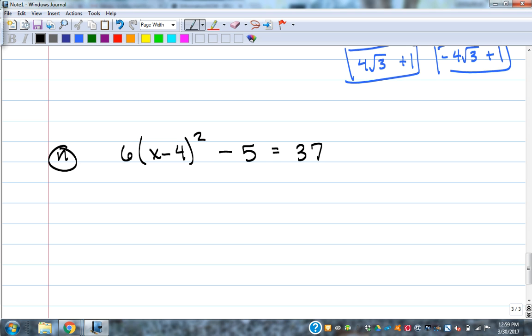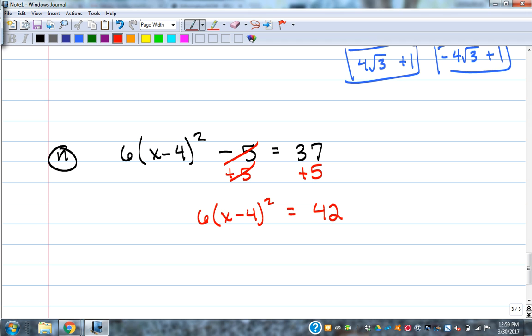Nope, can't do that yet. All right, can't do the distributive property either. Gotta get rid of the 5. It's the part that's not even attached to anything. So we're going to get rid of the 5 first. So add 5. That's it. So that gets 6(x - 4)^2 is equal to 42.